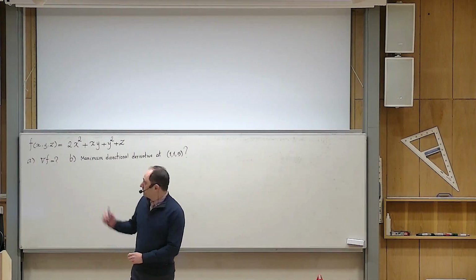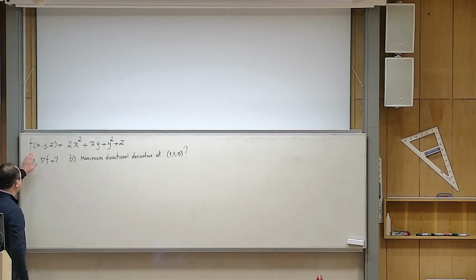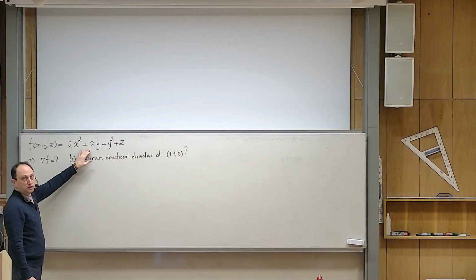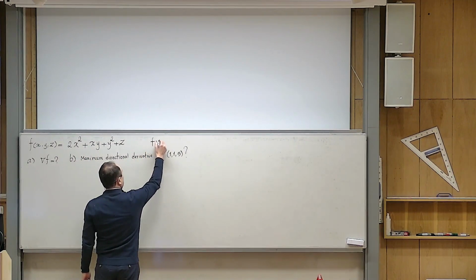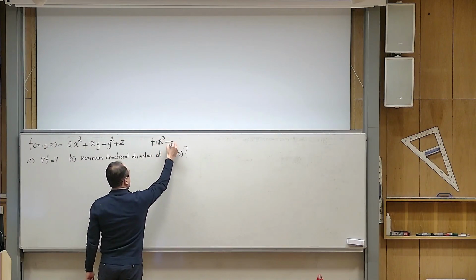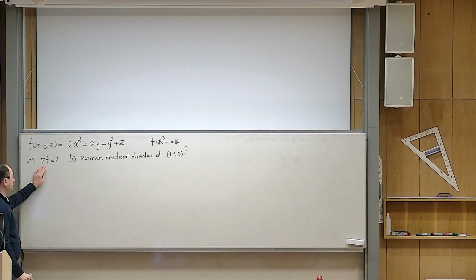Hello, so let us solve the problem now. This function is given to us. This is a function from R^3 to R. Yes, it is taking three numbers in order and giving us one real number back. So this is a function f from R^3 to R. And now we're supposed to calculate the gradient of this function.